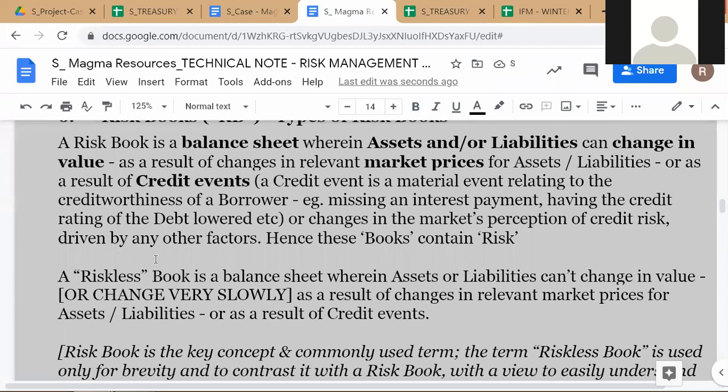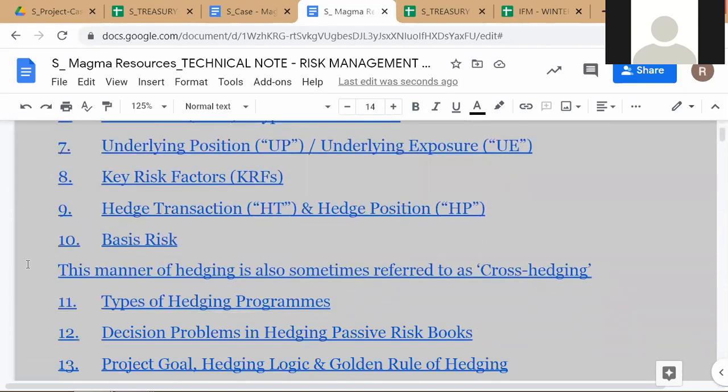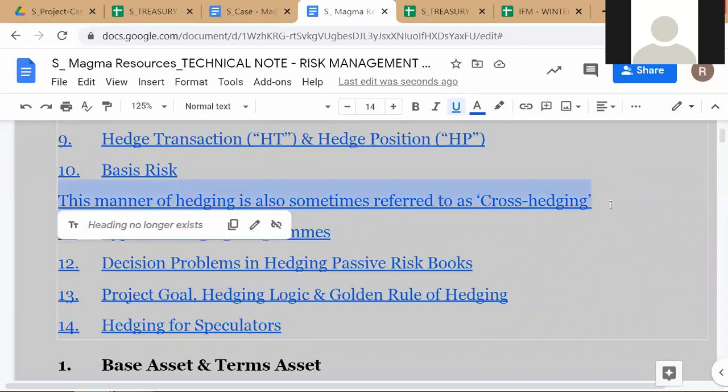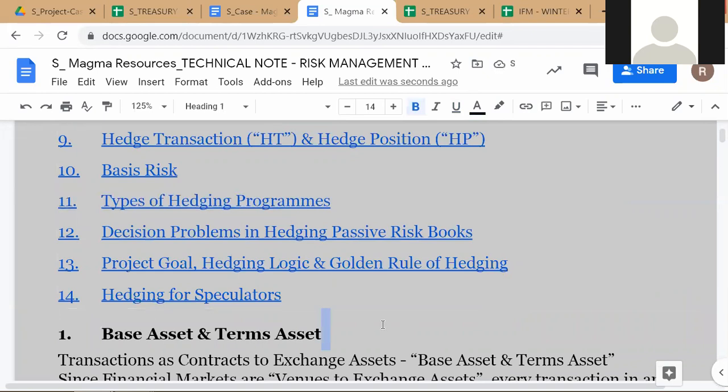Let me just go back to the top here once and see the layout of the topics. Okay. This is actually not correct, this should not be, this is not a subtopic. Types of hedging programs, decision problems in hedging, passive risk books, project, goal, hedging logic, the golden rule of hedging.